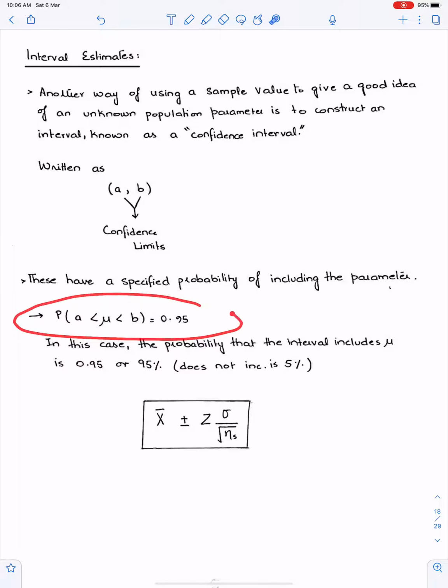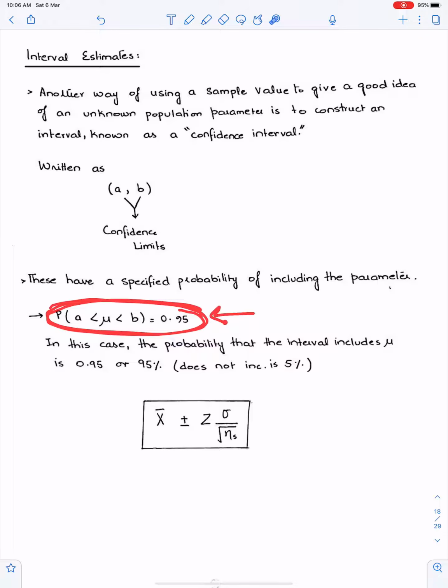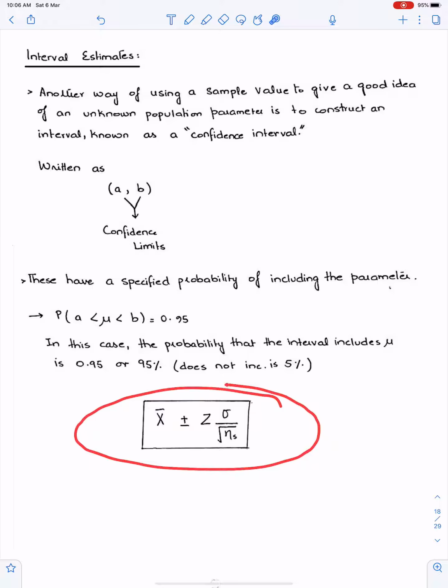For example, we have this. This means the probability that this interval includes mu is 0.95. You can say there is a 95% chance that your mu lies in this interval and a 5% chance that mu does not lie in this interval. Make sure you understand this. It means you are 95% sure that mu lies in this interval and 5% unsure. And this is the formula of the confidence interval.